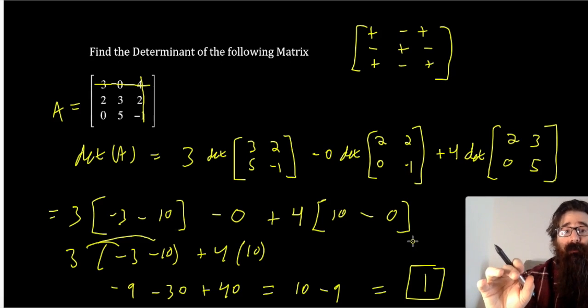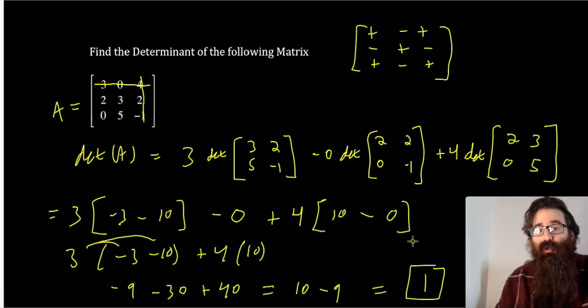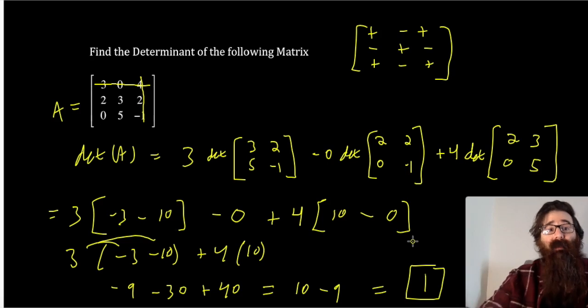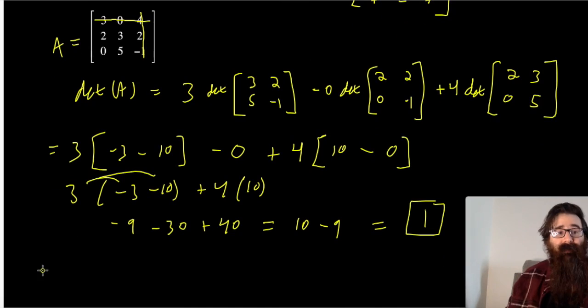But what I want to stress here is that I just did a classic cofactor expansion across the top row. You don't have to do that. You can pick any row or any column. And just to show that that's the case, let's rewrite the matrix.